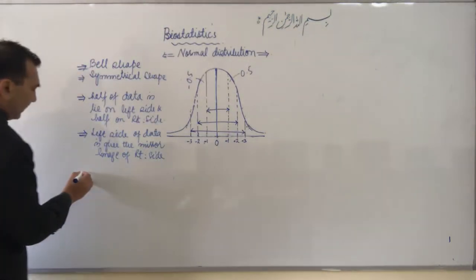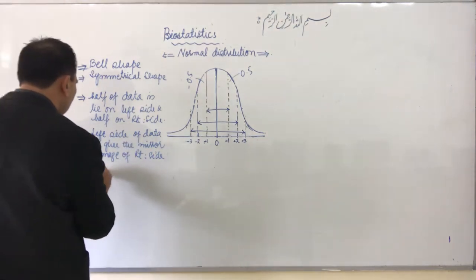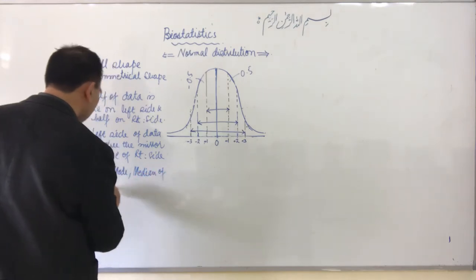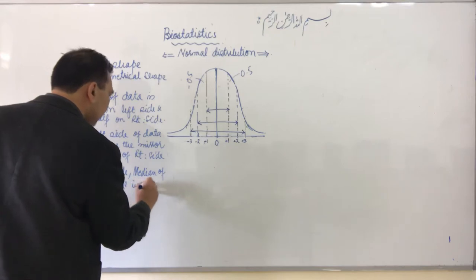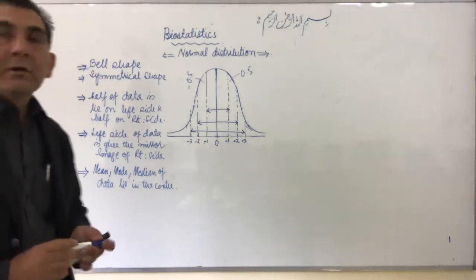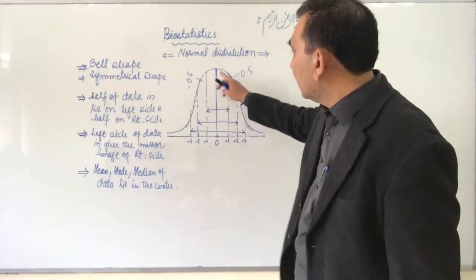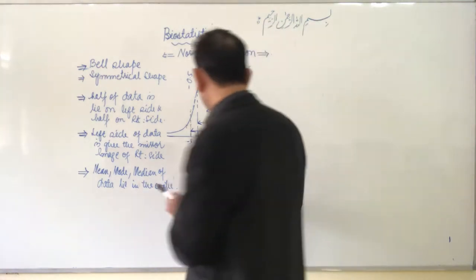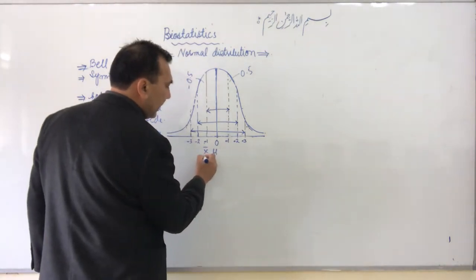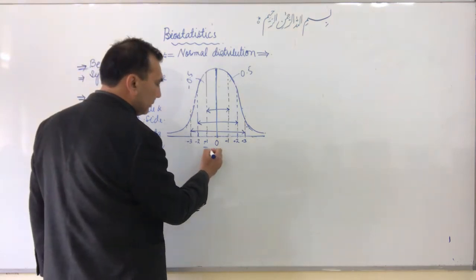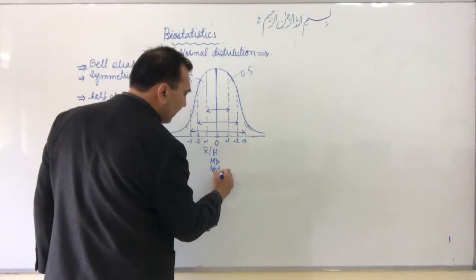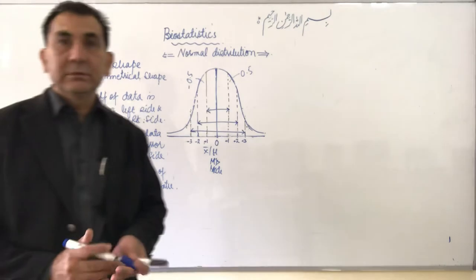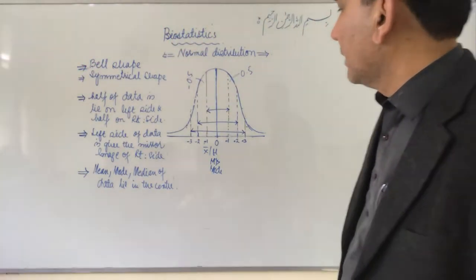Okay. Now the fourth property. The fourth property says the mean, mode, and median of the data lie in the center. In the normal distribution, the mean of the data, mean means mu or x bar, x bar is the mean of the sample, and mu is the mean of the population, and the median and the mode, the mean, mode, median of the normal distribution data are always present in the center of the data.